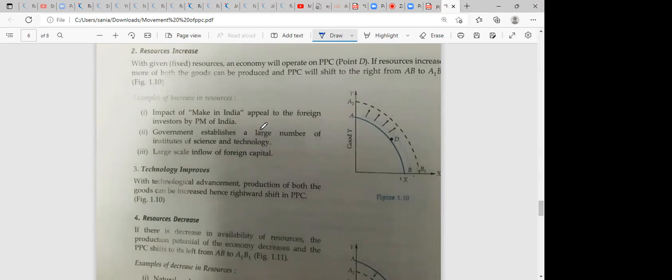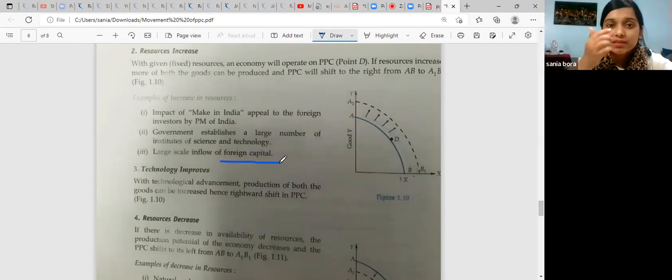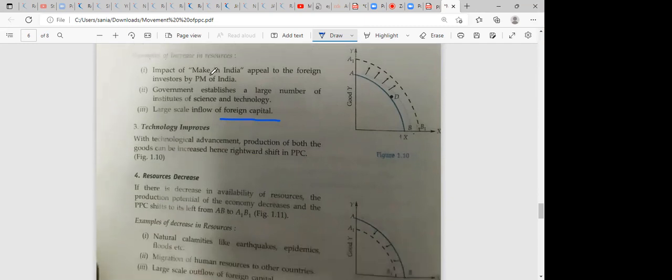Next, large scale inflow of foreign capital. Capital means the resources, right? So from foreign countries, a lot more technology and a lot more resources came to our country. So it is an increase in resources. So that also is going to be a rightward shift. Clear?